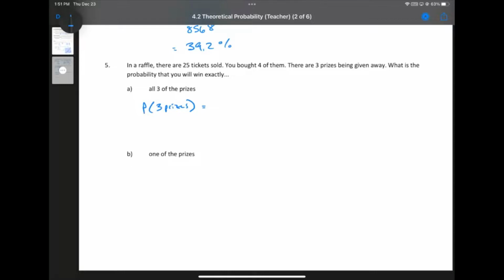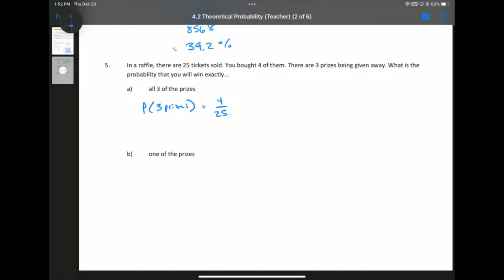So here's how I want you to think about it. The first prize is about to be drawn. What is your probability of winning it? Well, you have 4 of the tickets. There are 25 tickets out there. That means you have a 4 in 25 chance of winning. Okay, so that's the probability that you won the first prize.